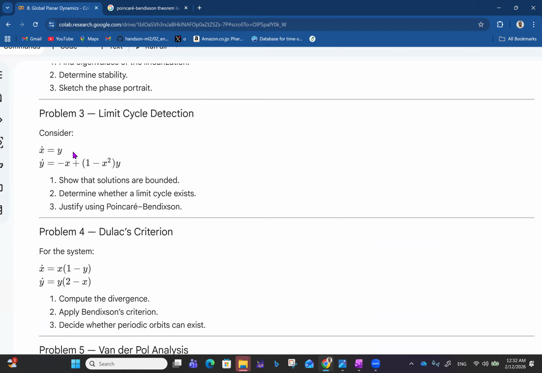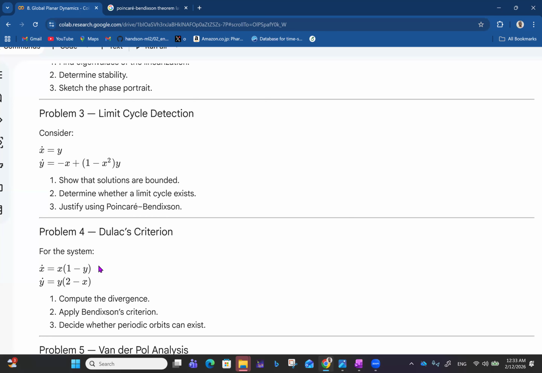So x dot is y, and to detect a limit cycle, simply once we get a determinant that is equal to 0, I mean, an eigenvalue that is equal to 0, then you know a limit cycle does exist. So you want to check that out. Then Dulac's criterion. So you differentiate this with respect to x. I think that can be done easily.